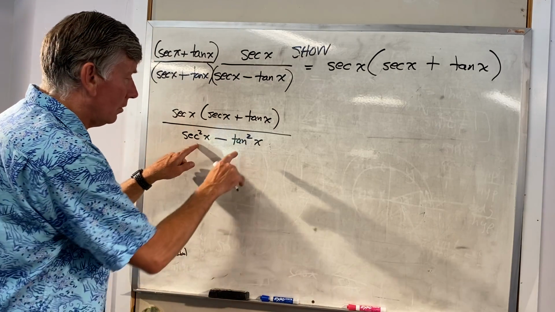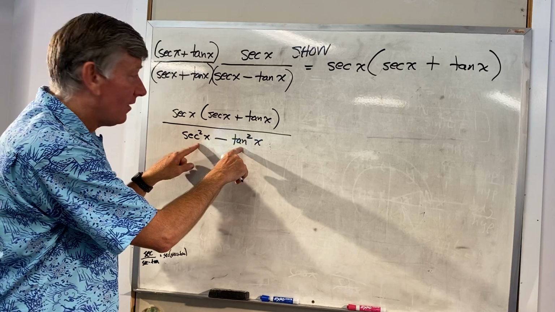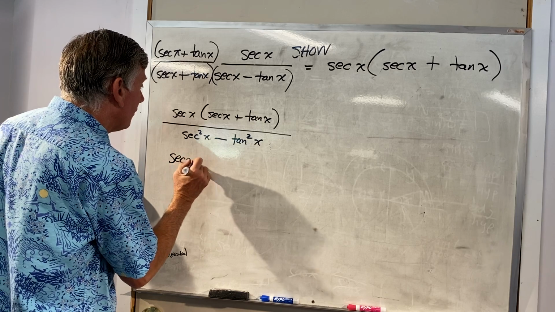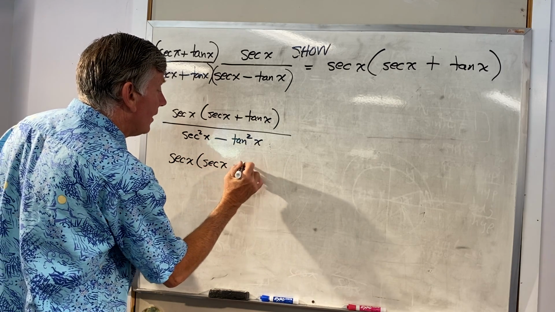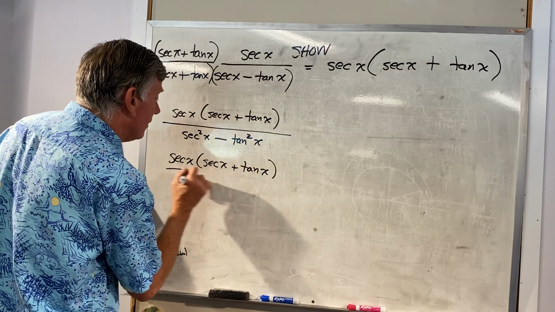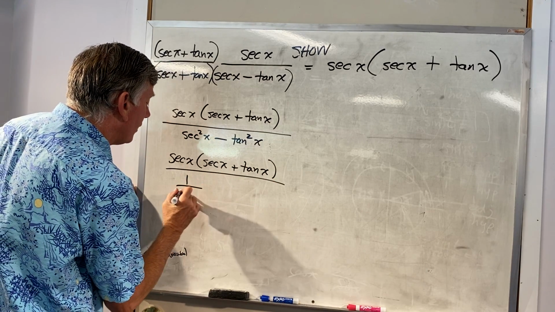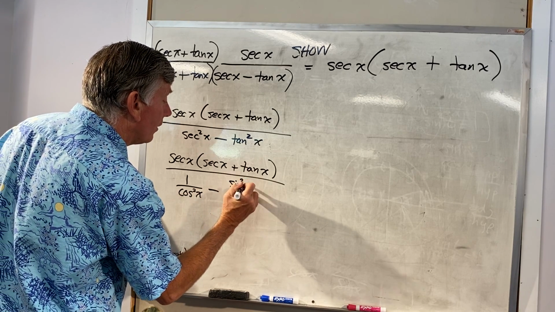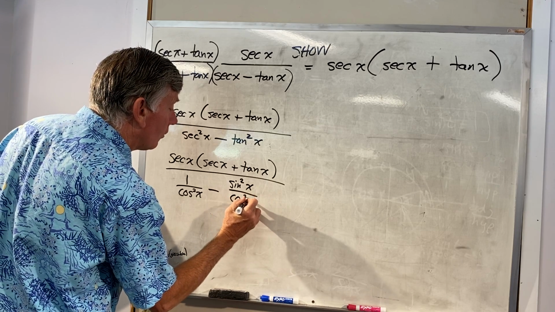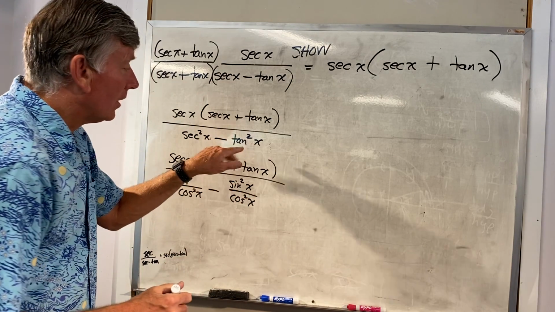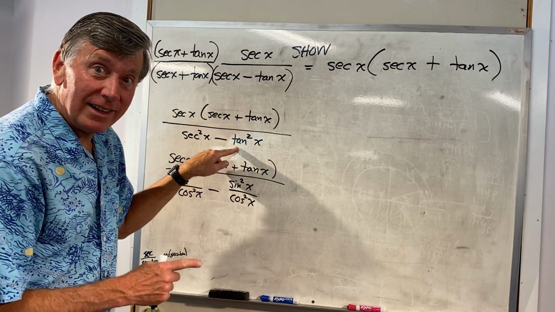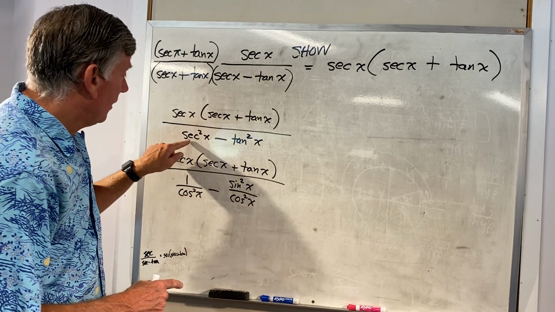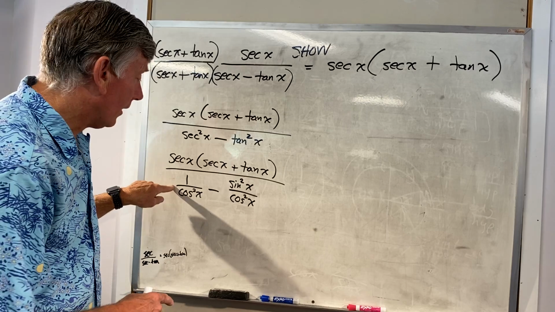Now I'm going to write these in terms of sines and cosines. I'm not going to do that on the top. That's just going to clutter things up. But I'm going to write now, this is going to be secant of x plus tangent of x, that's my numerator, divided by 1 over the cosine squared of x minus the sine squared of x over the cosine squared of x. Right there, I'm relying on my basic trig identities that say that the tangent is equal to the sine over the cosine. The secant is equal to 1 over the cosine.